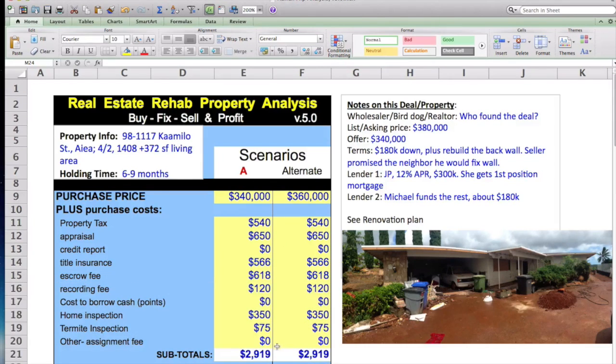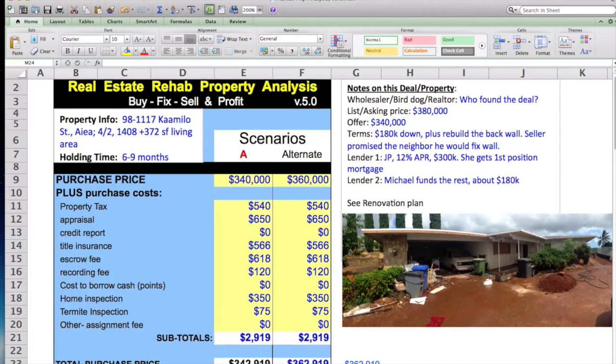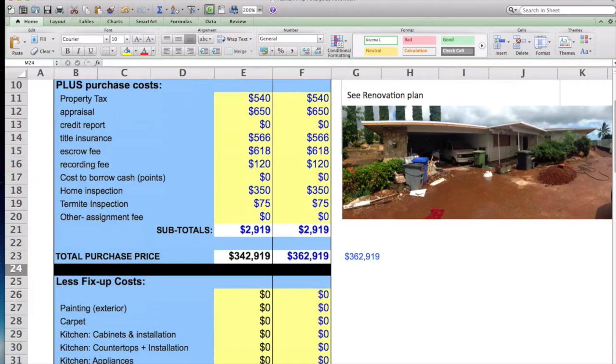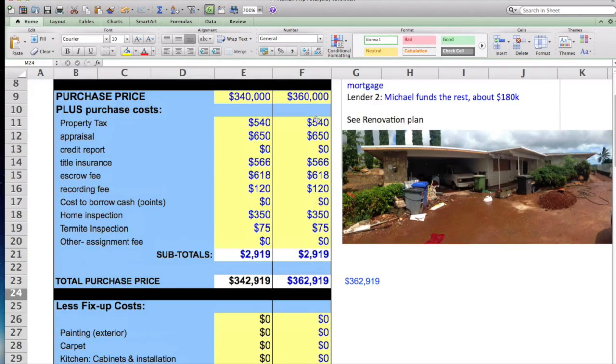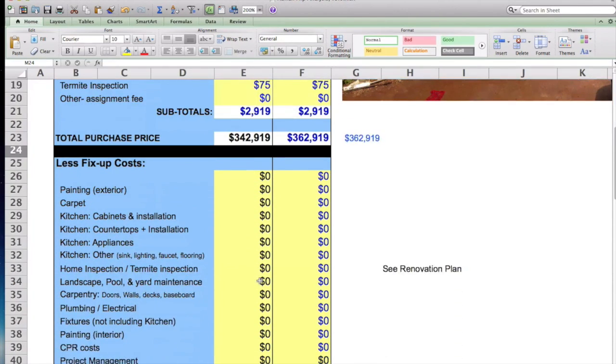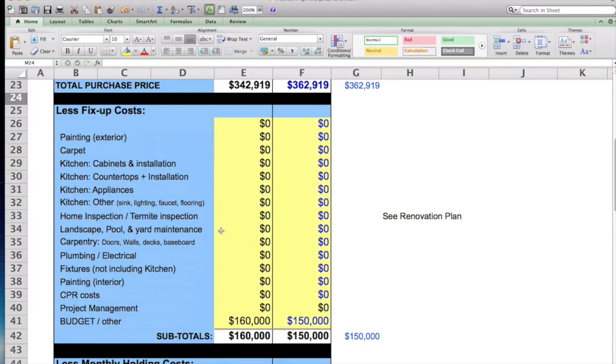So now we're done with this. And then down here we've got our total purchase price, including all of our closing costs, okay? And we're pretty confident that that is accurate. So that's why I also filled in the alternate column. That is really not going to change because our closing costs are going to be pretty fixed, okay? So now we'll move down to the next section, which is our fix-up costs. That'll be the next thing that comes in the process.